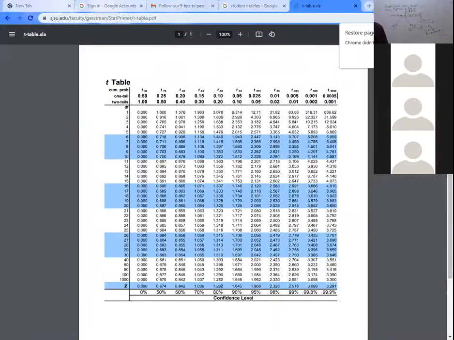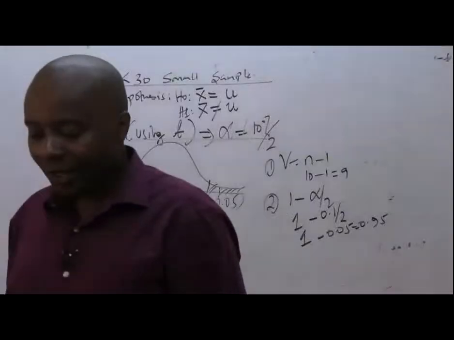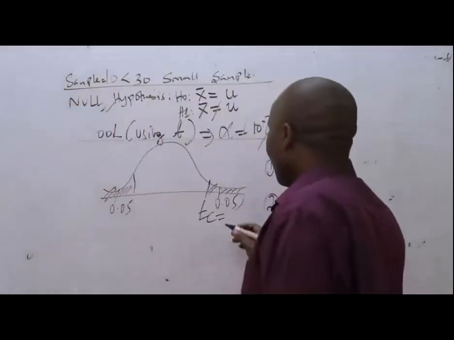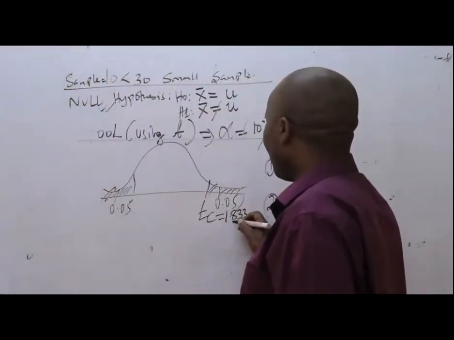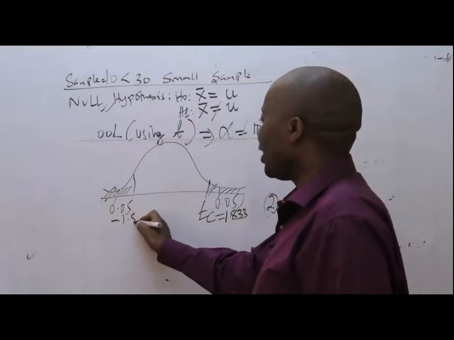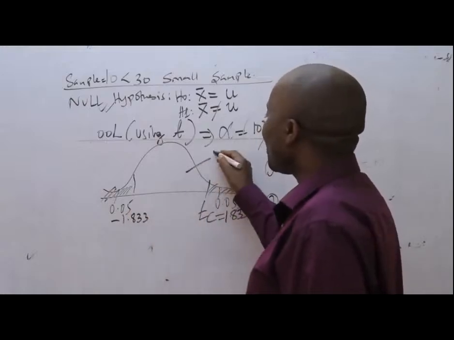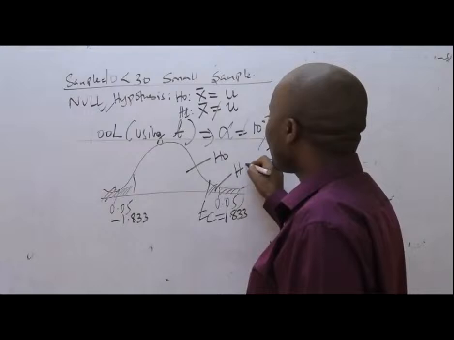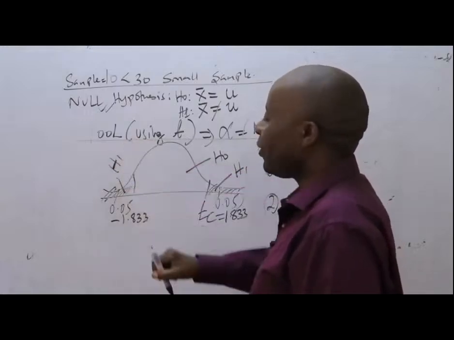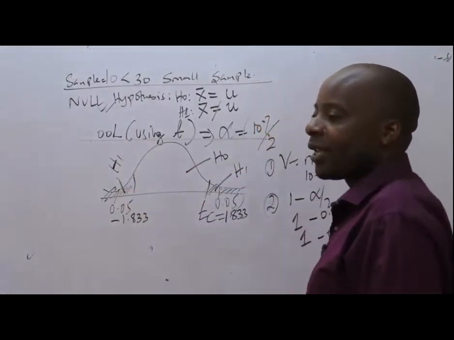Great, thank you. So they're telling me that this should be 1.833 positive, and on the other side it will be minus 1.833. Now they know that the unshaded region is always at 0. The shaded regions are always the alternatives, the H1s.